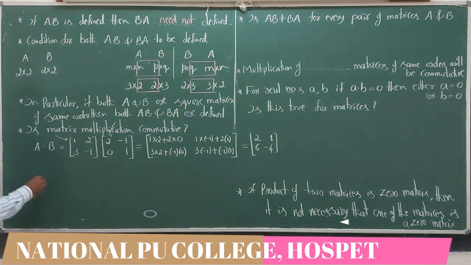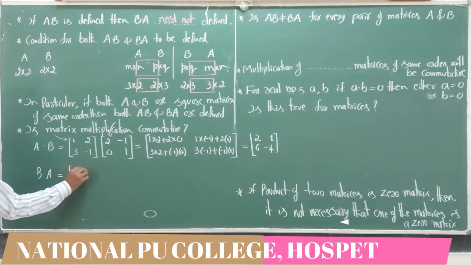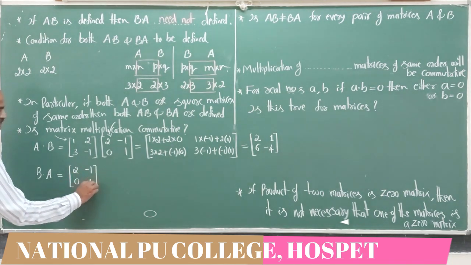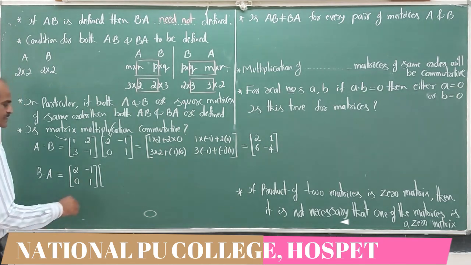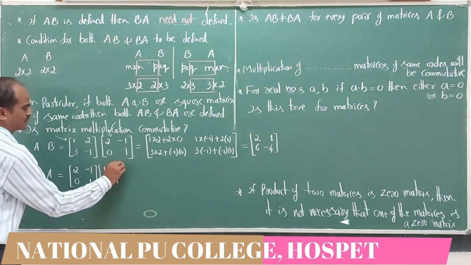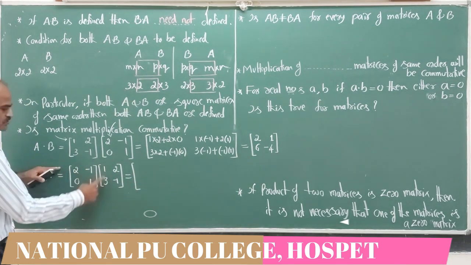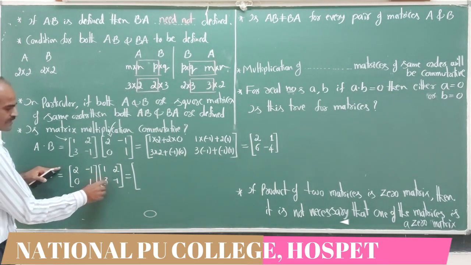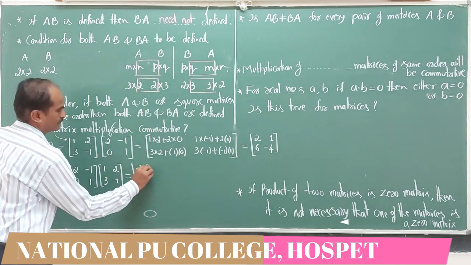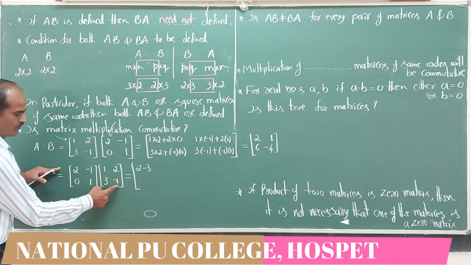Now let me consider B into A. First write matrix B. First row 2 minus 1, second row 0 1. Matrix A. First row 1 2, second row 3 minus 1. Multiply these two now. First row, first column 2 minus 3. First row, second column 2 into 2, 4, 4 plus 1.